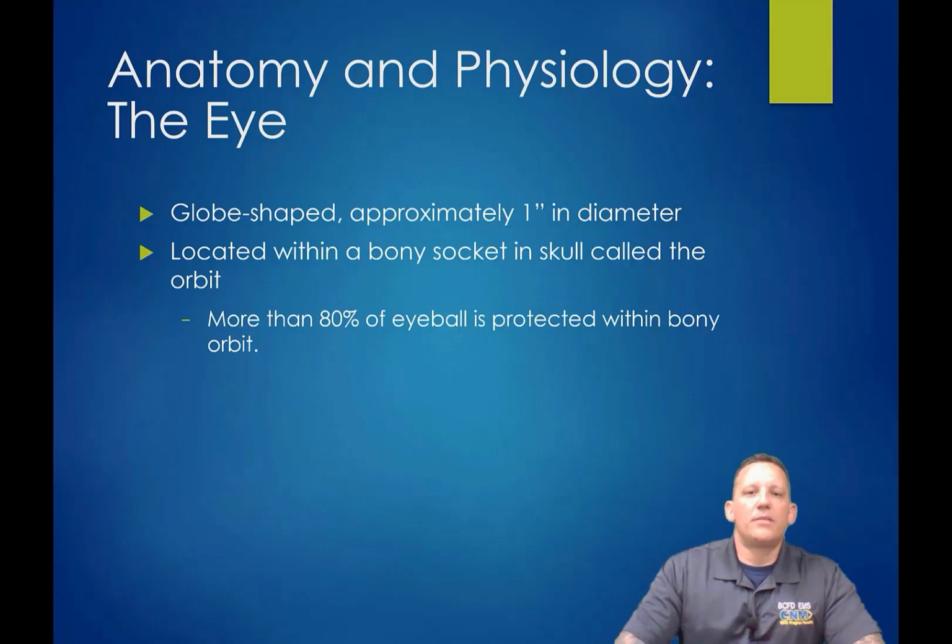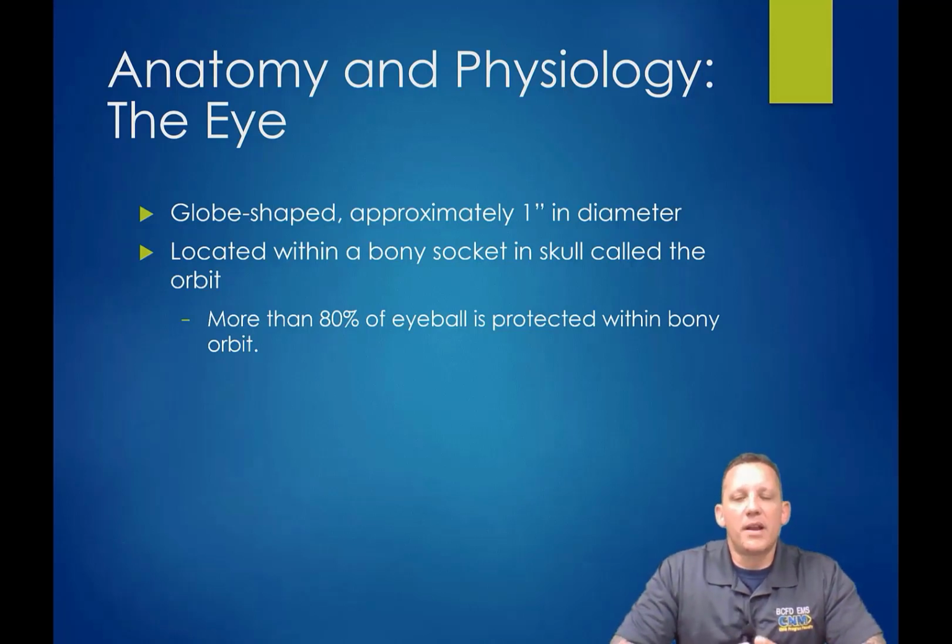When we're talking about the eye, it's kind of globe-shaped. It's actually not perfectly round. It's a little more oblong, and it's about 1 inch in diameter. It's located in that bony socket, and that's called the orbit. More than 80% of the eyeball is inside that particular orbit. And again, if you were to see it removed from the skull, it's not that perfect sphere that you would typically think that it would be.